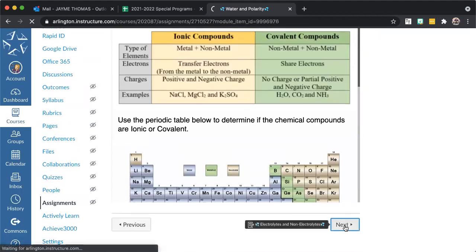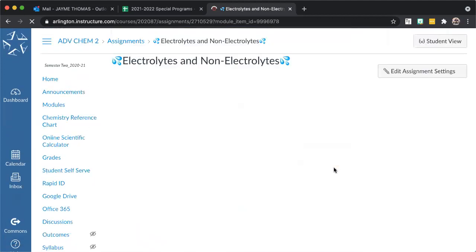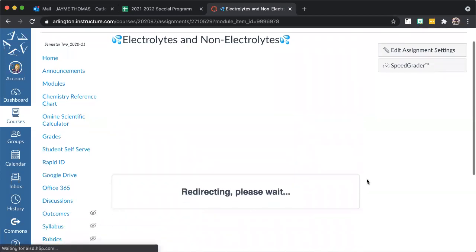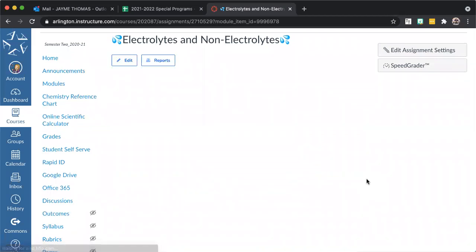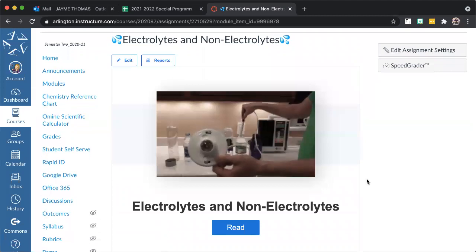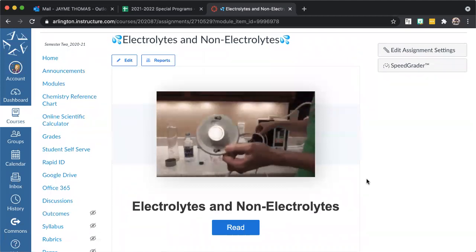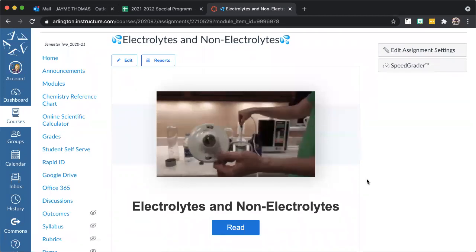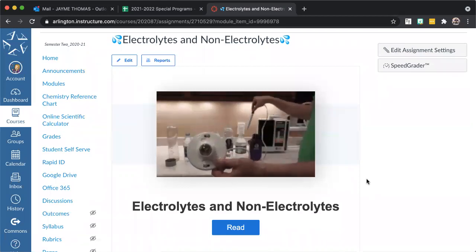The second one today is going to take the whole polar nonpolar thing and apply it to the concept of electrolytes and nonelectrolytes. Electrolytes are substances that will conduct electricity in water. If you watch this little GIF, they have that thing in one substance and it's not conducting electricity, and the other one, they dip it in and it conducts electricity.